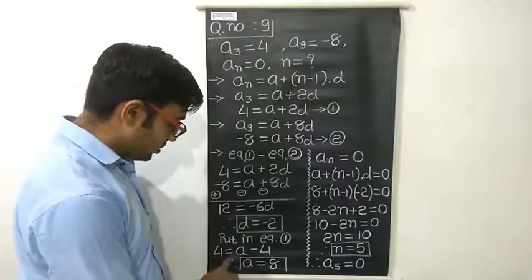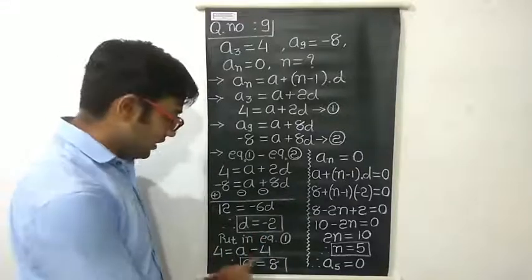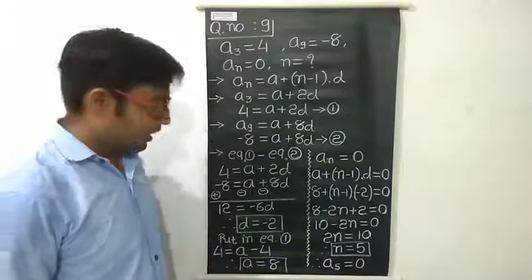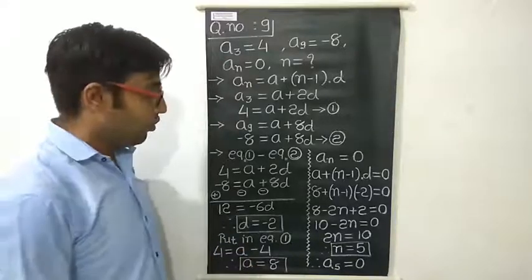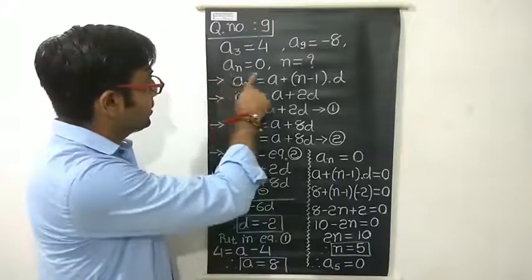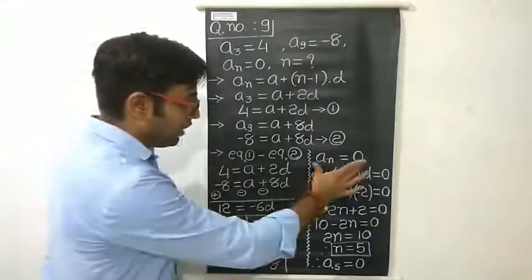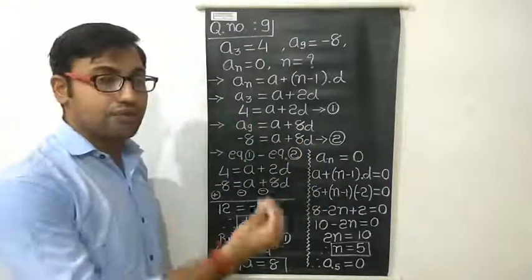So we get 4 is equal to a minus 4. Taking this 4 to the left hand side, it is added with this 4, and we get a is equal to 8. Now we have both the values, a and d. One thing we have been given in the question is which term has the value equal to 0. So we can write an is equal to 0. We don't know n, that is the number of the term.